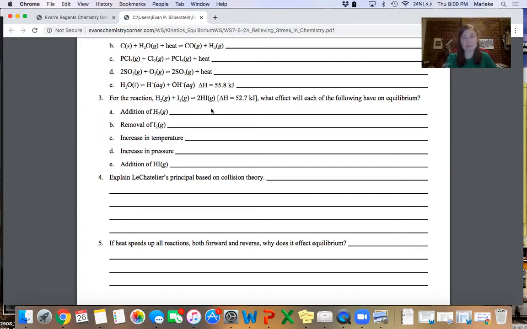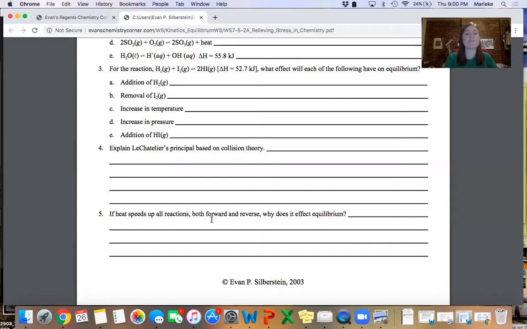If you remove a product, the rate of the reverse reaction decreases because there's fewer collisions between the products to make reactants. So if you remove a product, the rate of the reverse reaction decreases. That means temporarily the forward reaction is happening faster than the reverse reaction, and so you make more products. Good.